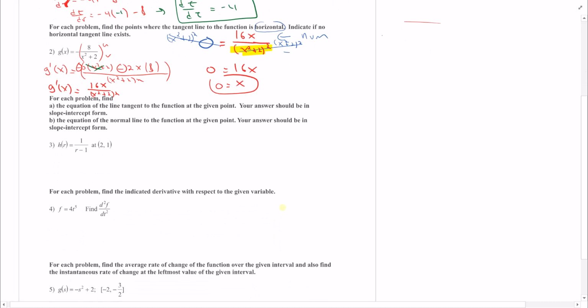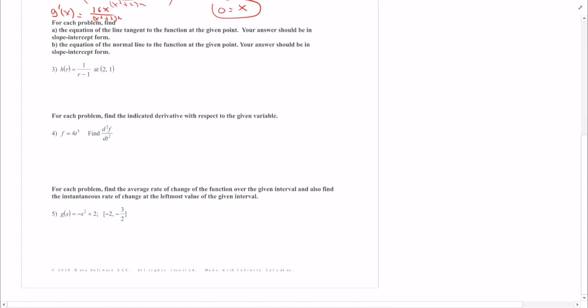Okay, next piece. For each equation, find A, the equation of the tangent line to the function at the given point. Your answer should be in slope-intercept form. And B, the equation of the normal line to the function at the given point. Your answer should be in slope-intercept form. So tangent line, we're thinking y minus y1 equals m times x minus x1. And then normal line, all you need to know is that normal lines have opposite reciprocal slopes. So the normal line is going to have the slope negative 1 over m. Like just flip and get the opposite sign.